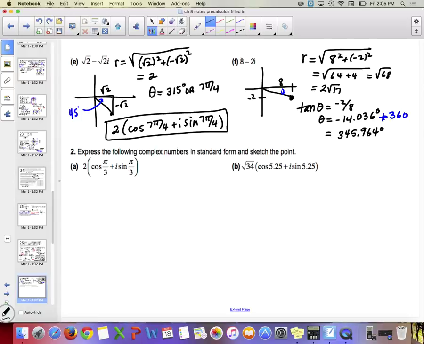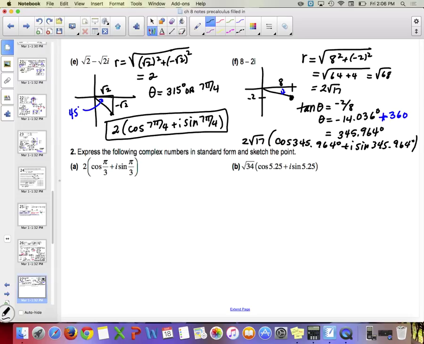Good. So if you write it out, it's going to be 2 root 17, and then you're going to have cosine of 345.964 degrees plus i sine of 345.964 degrees. Do you guys see why we like the cis thing? It makes it a little bit easier writing, doesn't it? You don't have to write the long degrees.